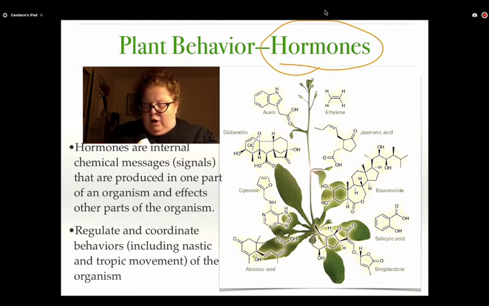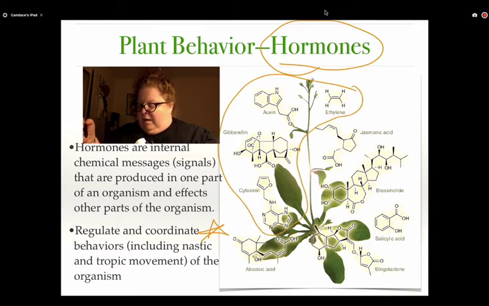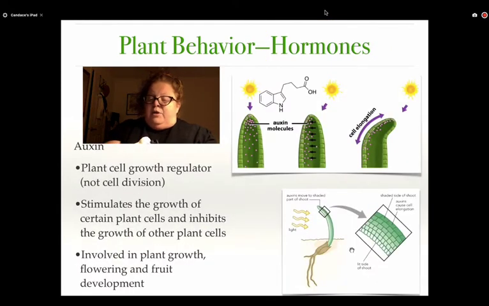So they help to regulate and coordinate behaviors. Not all behaviors, but a lot. And so we're going to talk about some of these. As you can see in this picture, there are a big old bunch. We're only going to talk about these 4. Okay, so try not to panic. The one that we spend the most time talking about, and the one that I would say is the most important for you to really think through, is what's called auxin.